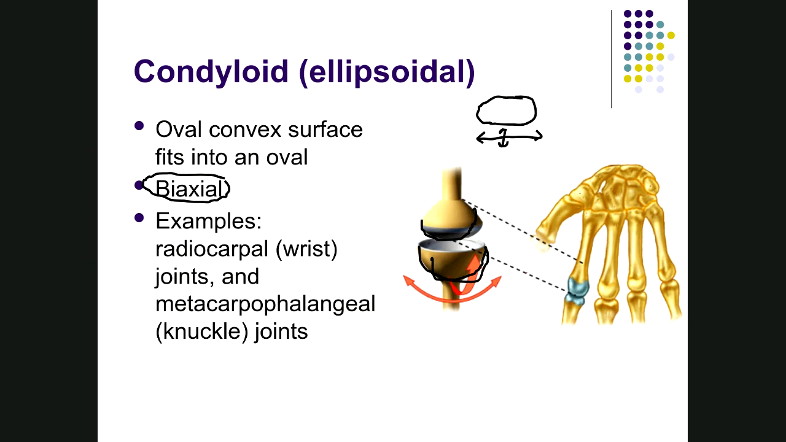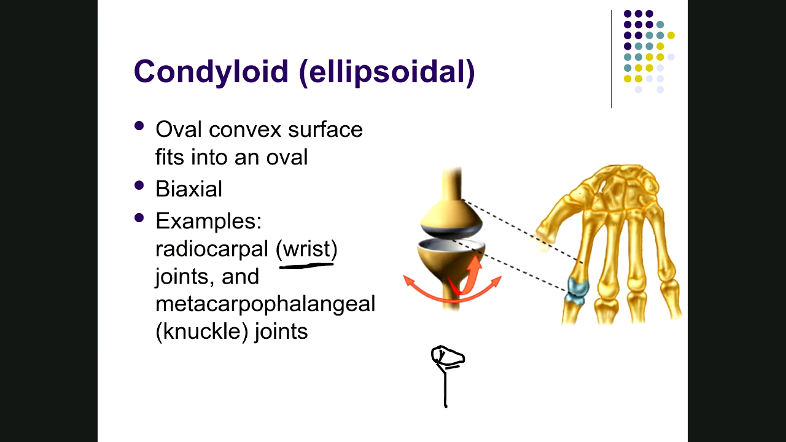A good example of this is at the wrist. Think about your wrist. Your wrist can bend. So here's your wrist right here, and this is your fist. Your fist can bend this way, but it can also bend side to side, but not as much. So forward and backwards it bends a lot, but side to side it only bends a little bit. And that's because of this oval shape.